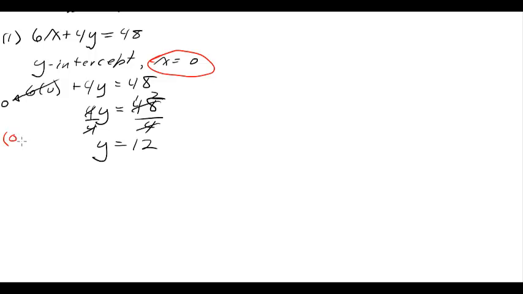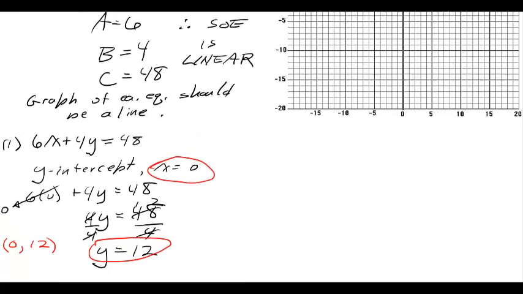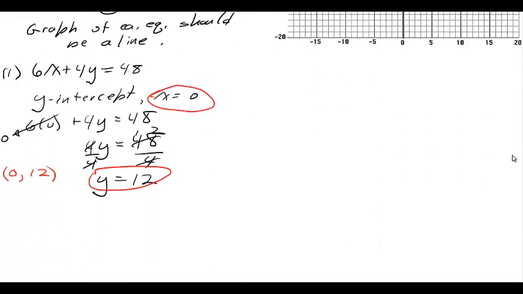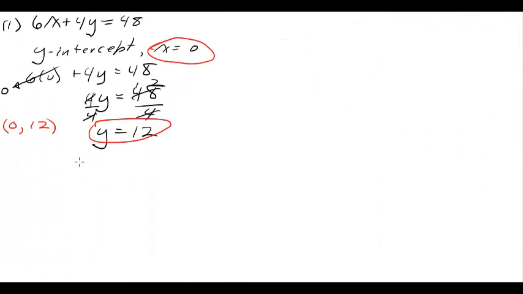The x coordinate is going to be 0, and the y coordinate is going to be 12. So let's plot that point. 0, 12. Well, 0 in the x direction means we stay at the origin, and we go up 5, 10, 11, 12, right about here. So that's the point 0, 12. All right, all we need is one more point, and we can plot our first line.